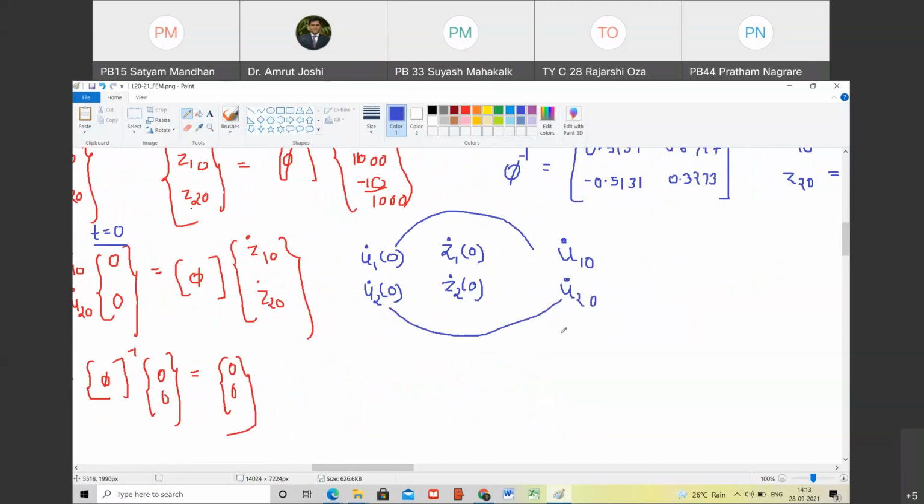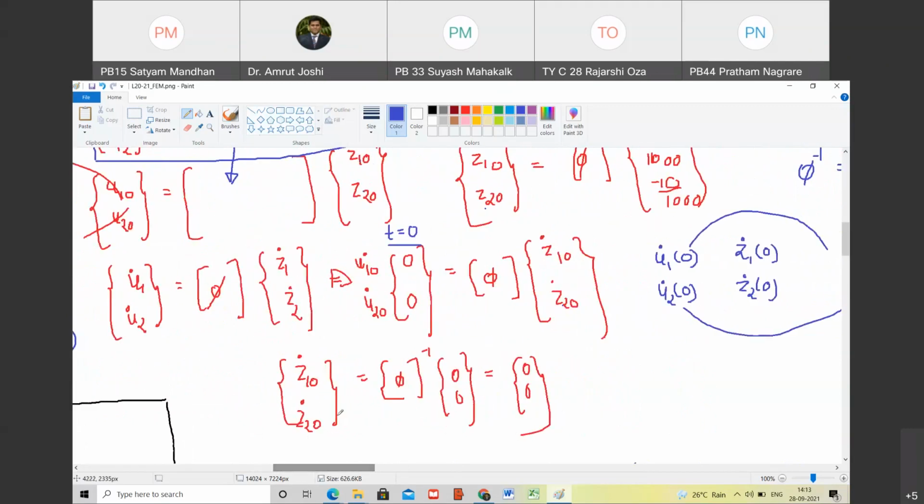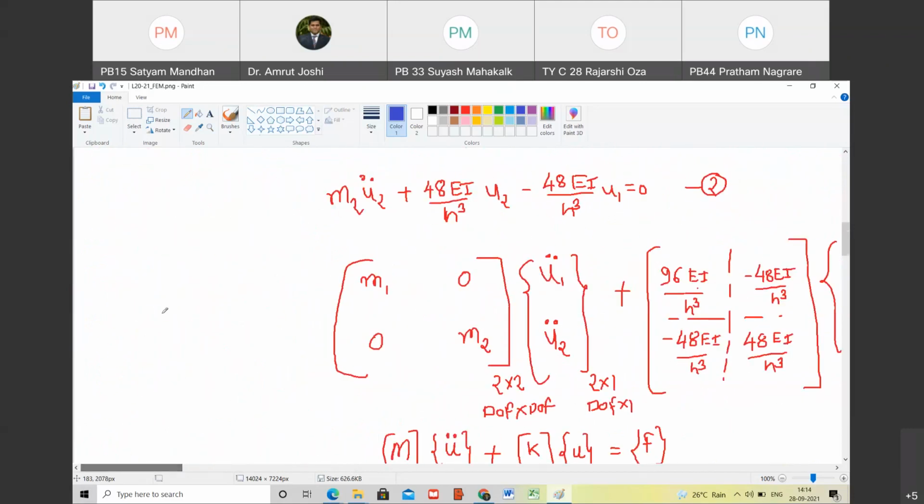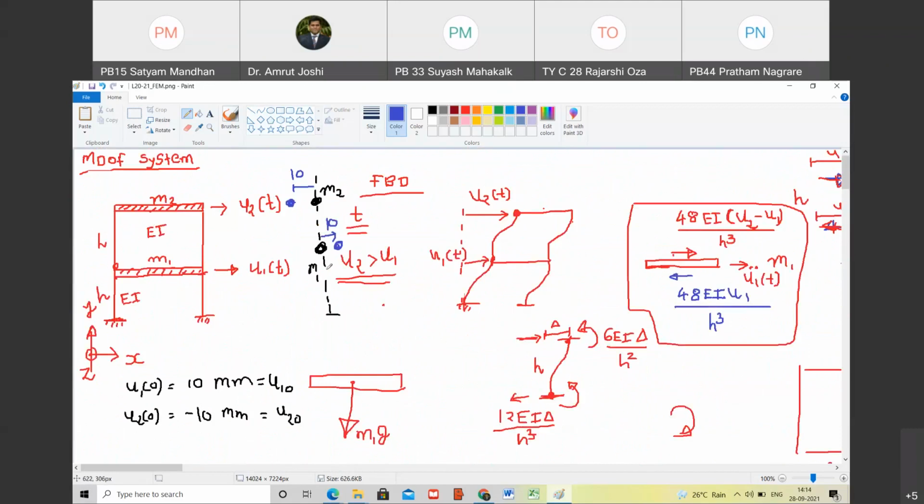Happy? Yes, sir. So this is related to z1 0 dot and z2 0 dot. Happy? Yes, sir. That's what now I'm going to write here. So just have a look here. u1 0 dot and u2 0 dot equal to phi times z1 0 dot and z2 0 dot. Happy? Yes, sir. But u1 0 dot and u2 0 dot are 0 because the system did start from rest. Do you agree with me?